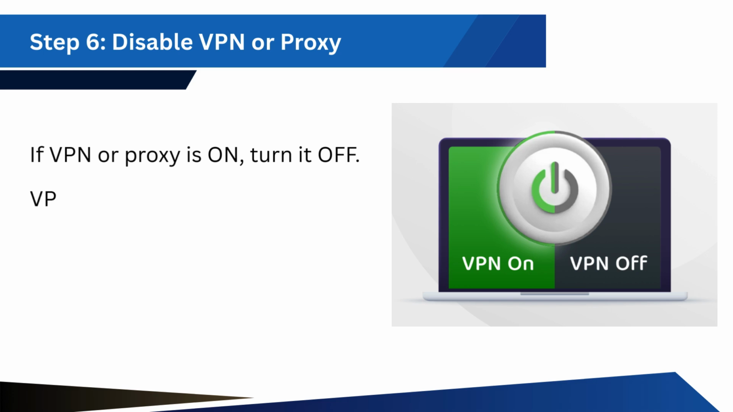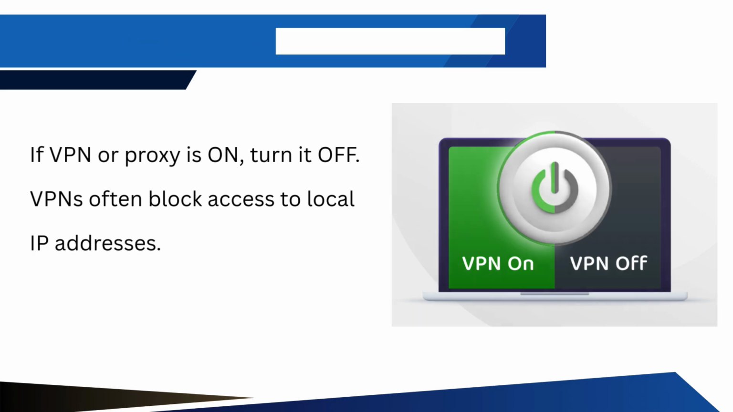Step 6. Disable VPN or proxy. If VPN or proxy is on, turn it off. VPNs often block access to local IP addresses.